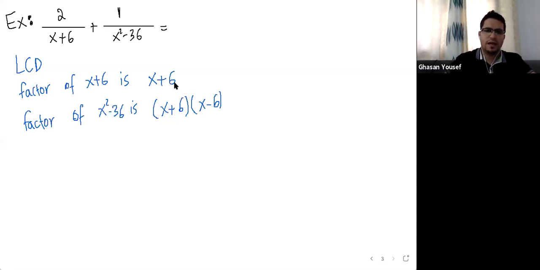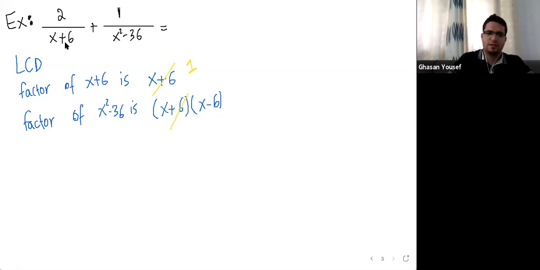Now we cancel the common factor between the two denominators. So here I have x plus 6, and this cancels with x plus 6. After I cancel, what remains is 1, not 0. Here the remaining is 1, not 0. And here the remaining is x minus 6.